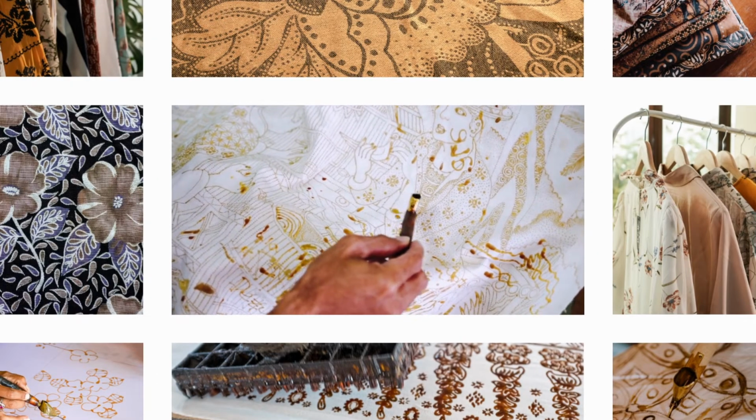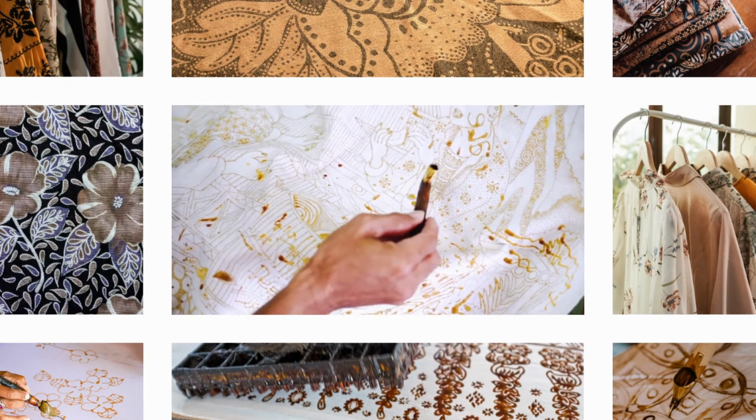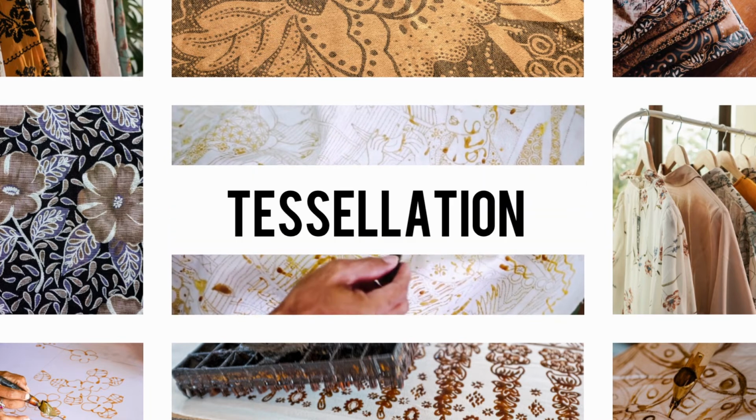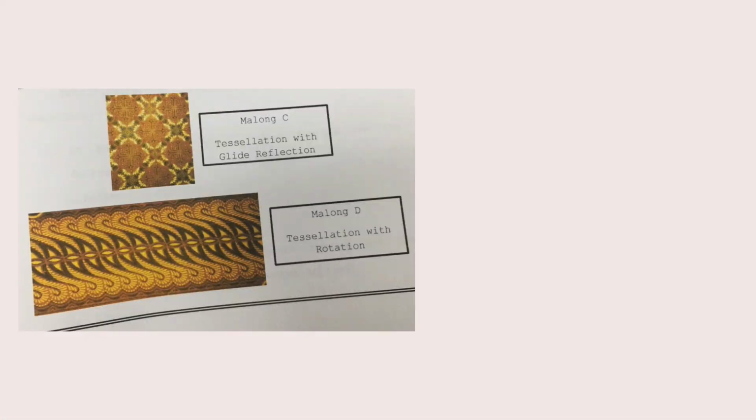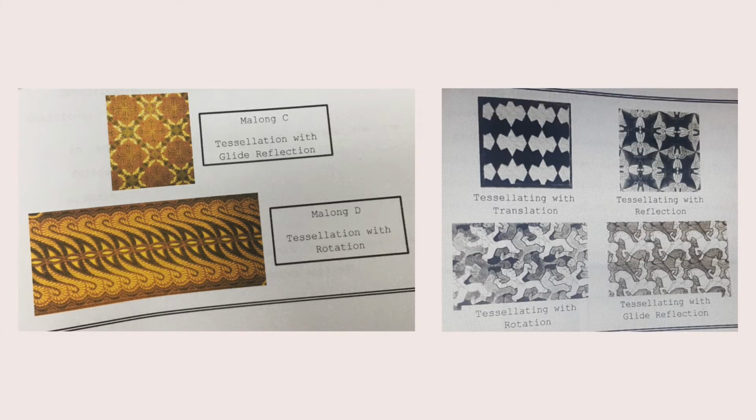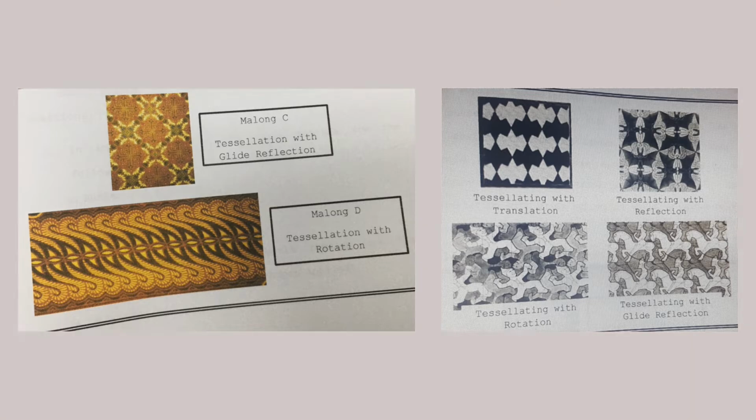For the last mathematical concept that was applied, there was tessellation found in Malong C and Malong D. The types of tessellation found were based on Escher tessellation, which is tessellation with glide reflection in Malong C and tessellation with rotation in Malong D.